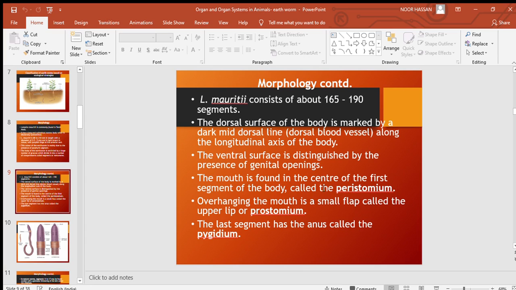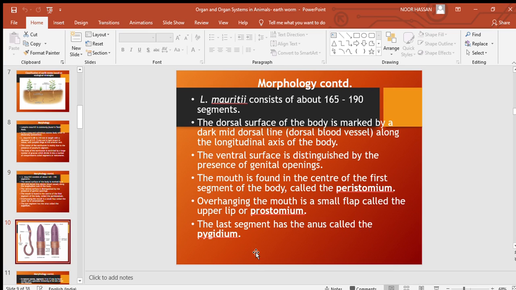The mouth is found in the center of the first segment of the body, which is called the peristomium. Overhanging the mouth is a small flap which is called the upper lip or prostomium. The last segment has the anus, which is called pygidium.